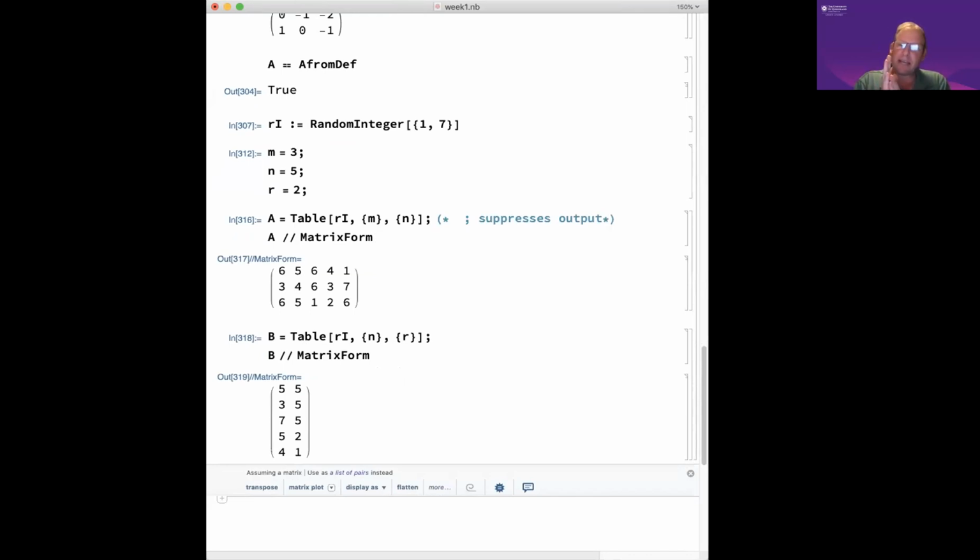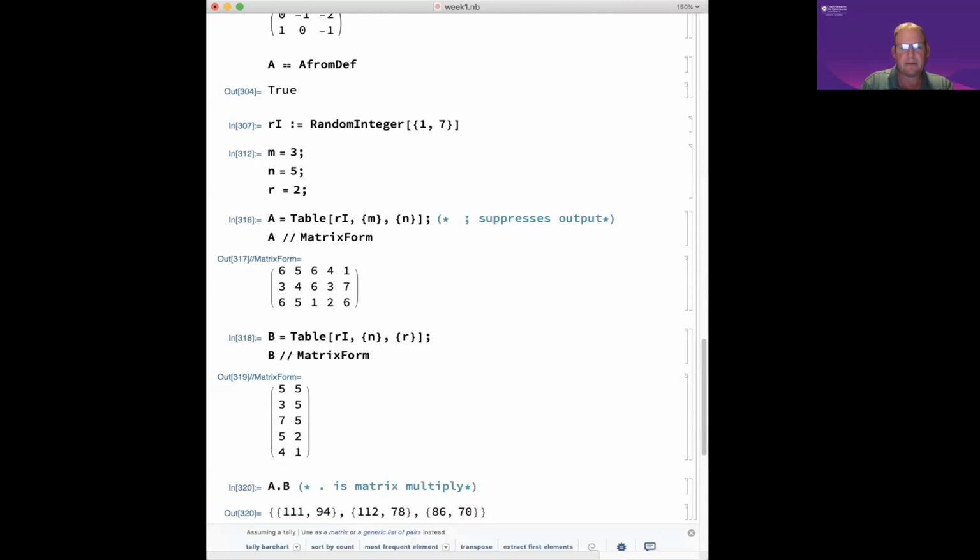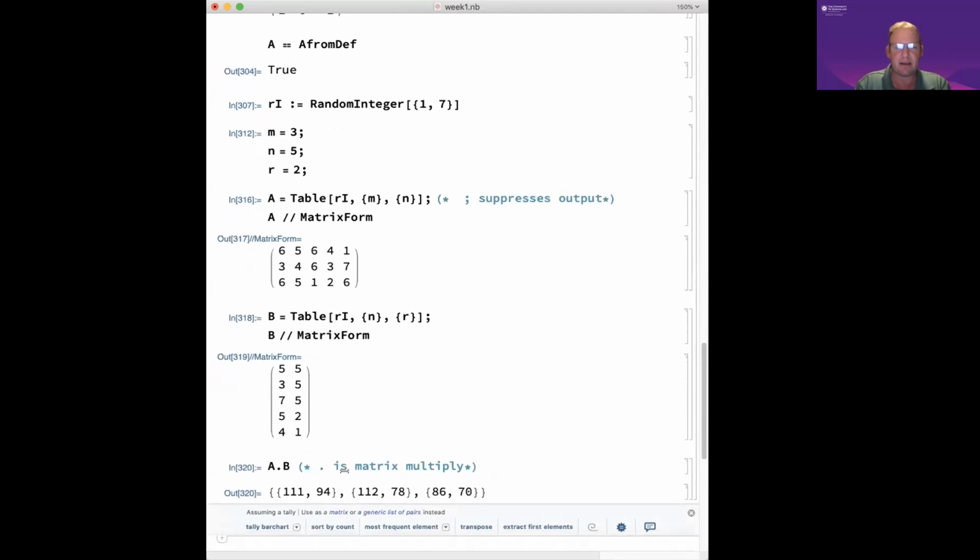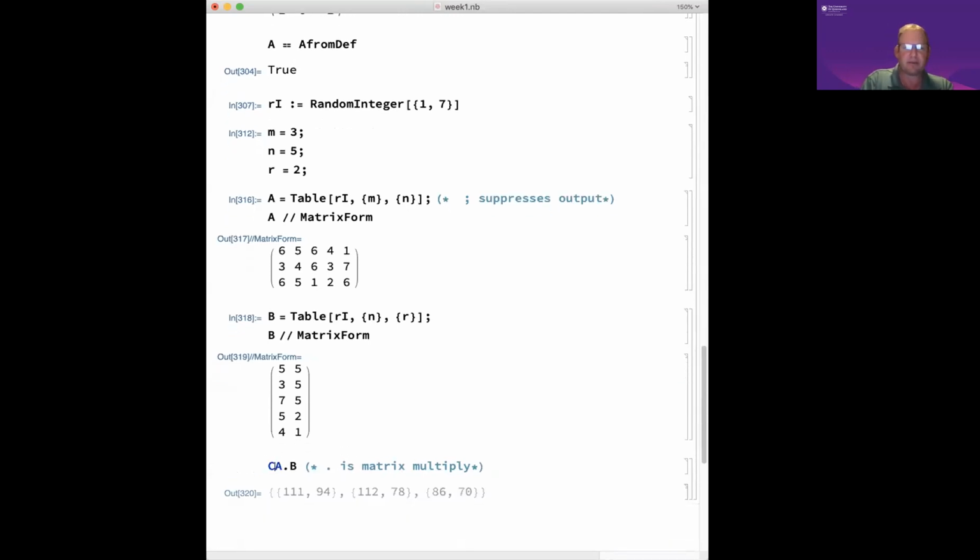Matrix multiplication is in general not commutative. For scalar multiplication, 5 times 7 is 7 times 5, right? But for matrix multiplication, in general, no, even if the matrices are square. Here it won't even work because of the dimensions. But let's see it. The way I do it in Mathematica is I put this silly dot. So dot is matrix multiply.